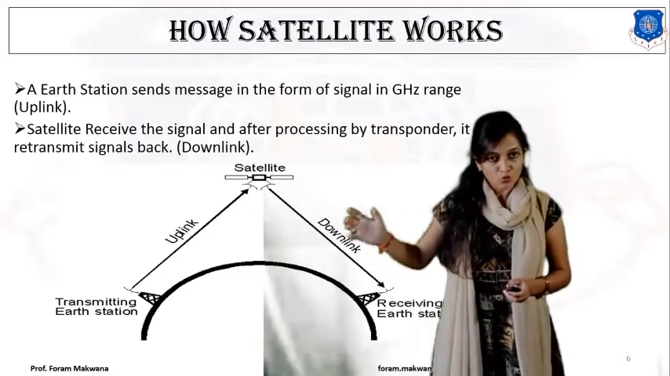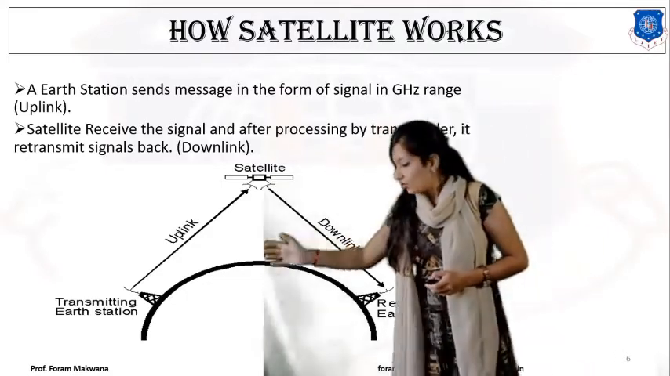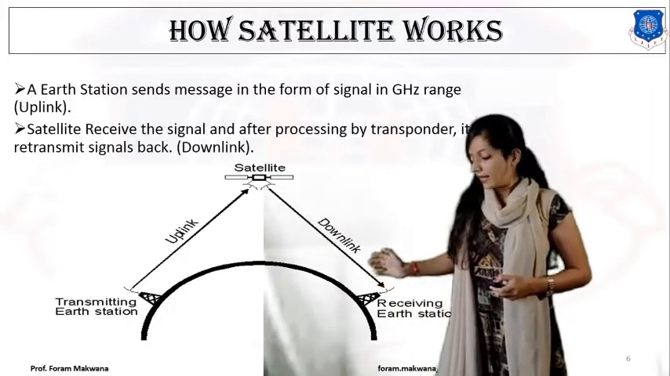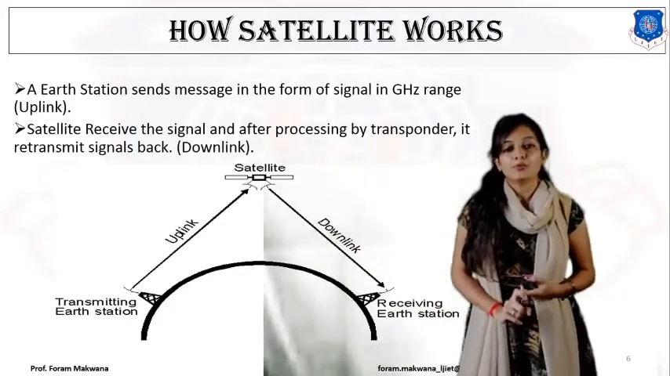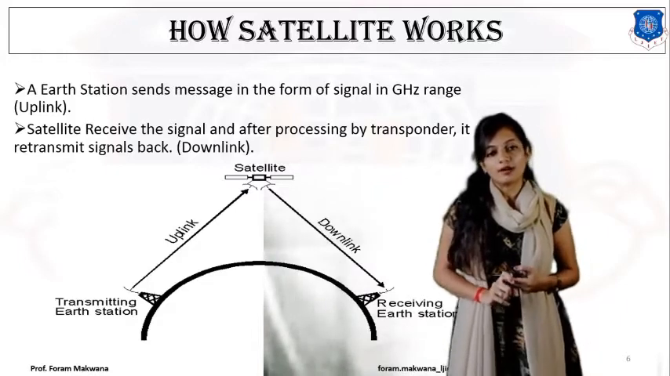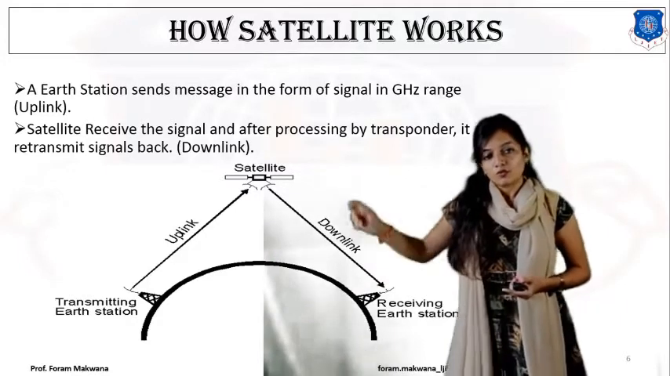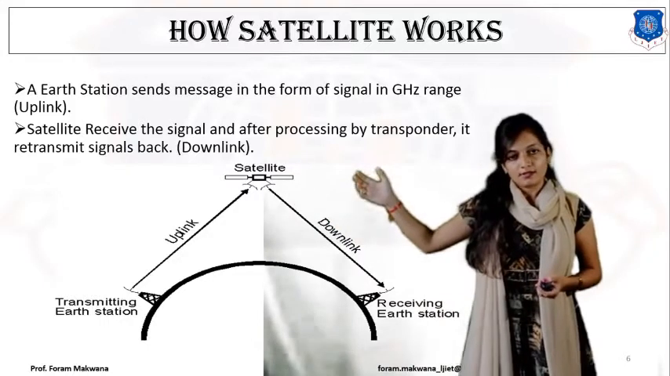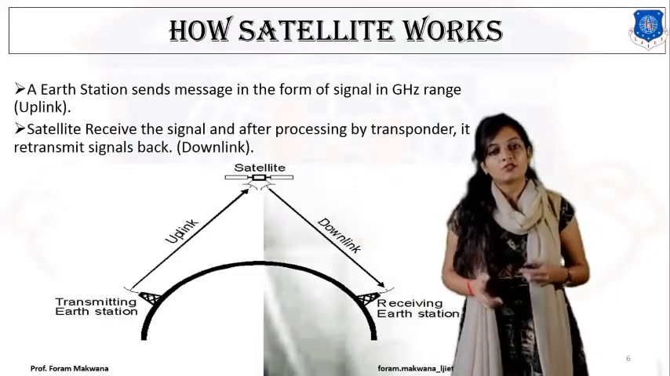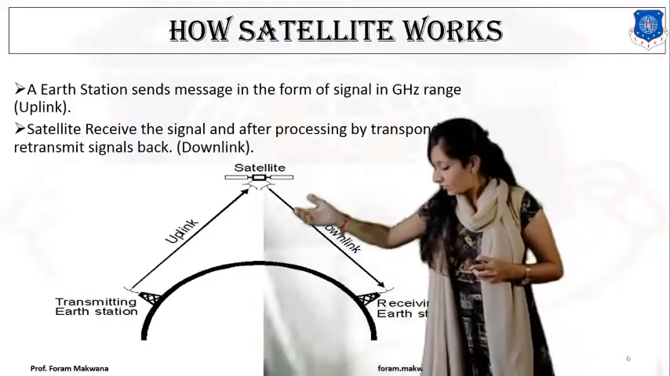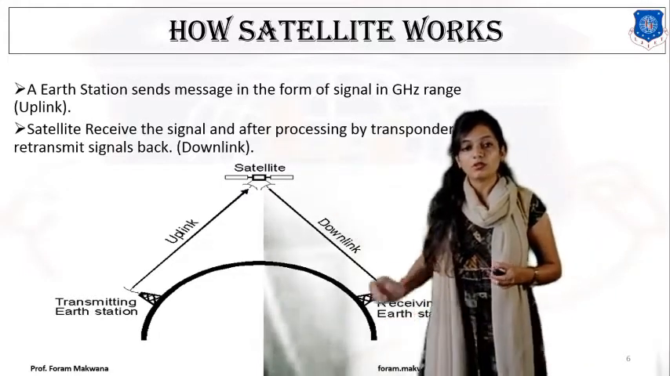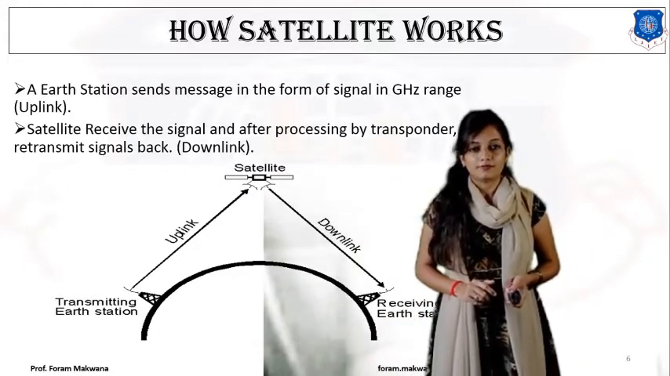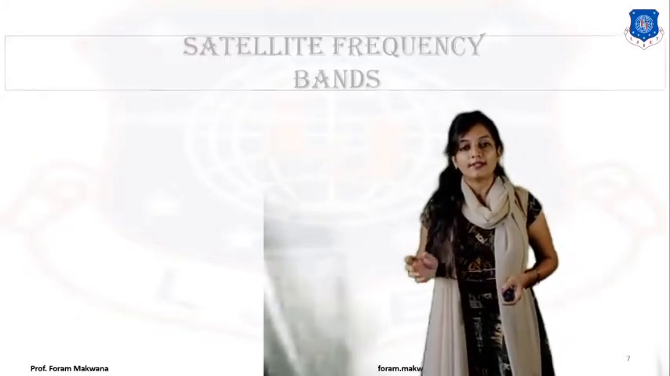Alright, so both the frequencies, uplink and downlink, should be in the gigahertz range. The satellite will receive the signal, and after processing by the transponder, it retransmits it back to the receiving Earth station. Alright. So that was the generalized diagram of how the satellite works.